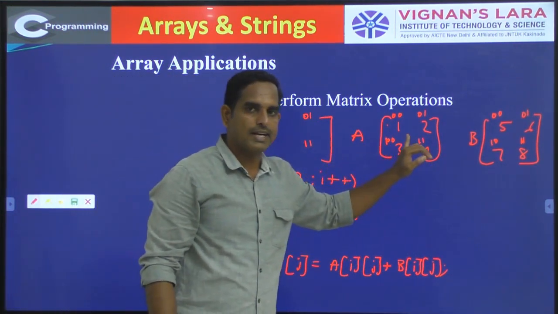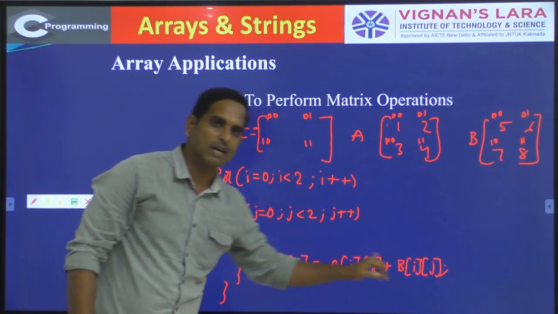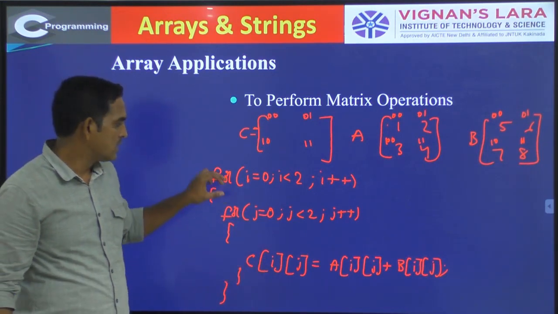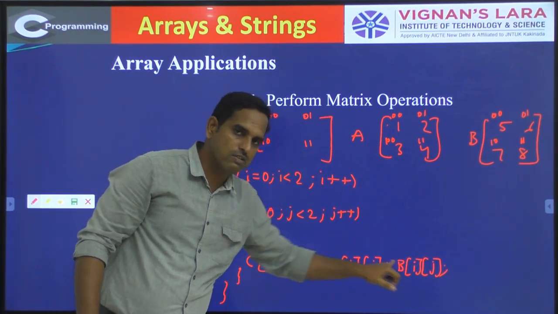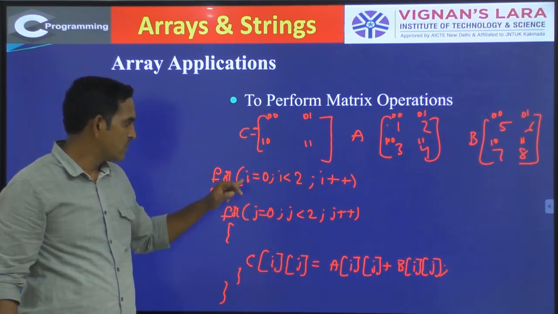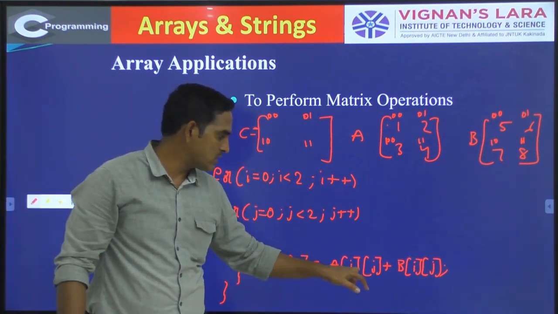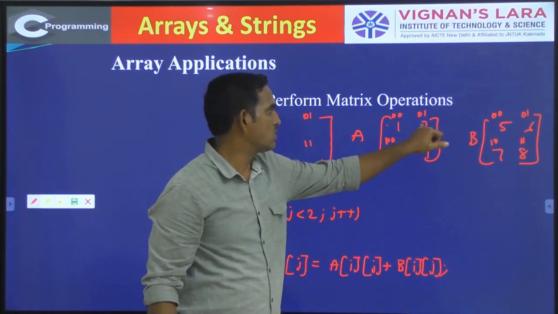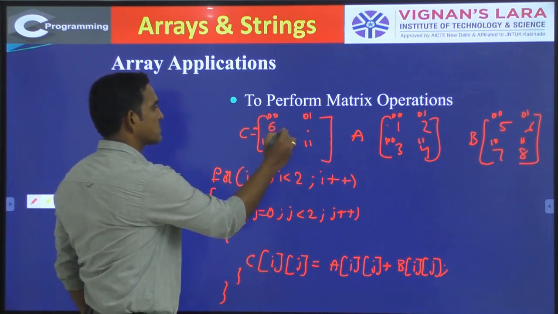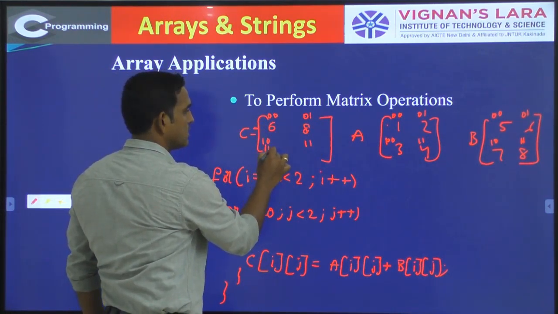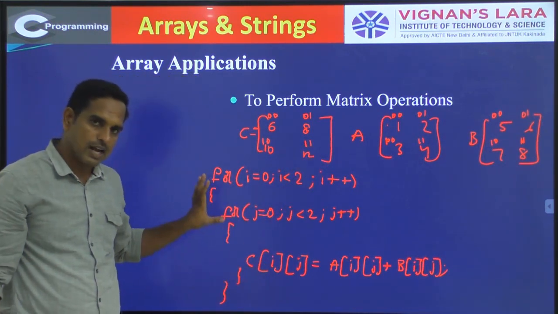That is, you will be performing the matrix addition, taking the matrix A, adding with matrix B and storing it in matrix C. When your i value is 0, j value is 0, A00 and B00 will be added and stored in C00. When i value is 0, j value is 1, C01 will be equal to A01 plus B01, and this will be stored in C01. So we will be getting your 6, 8, 10 and your 12 value. So this is how we will be performing matrix addition.